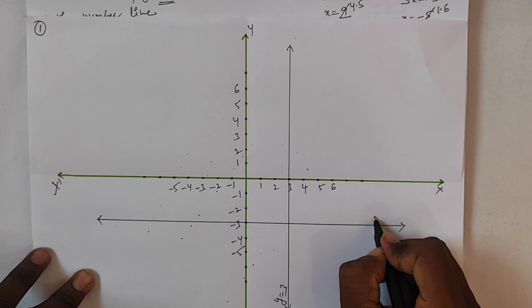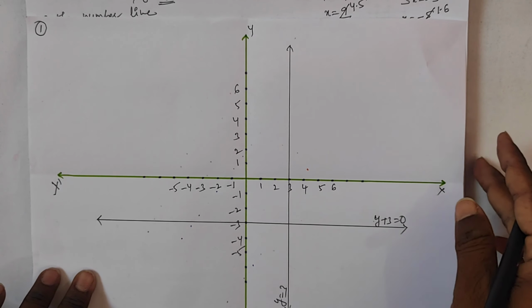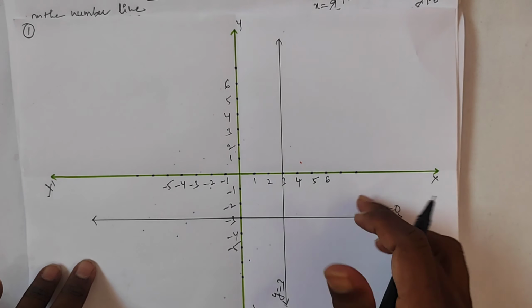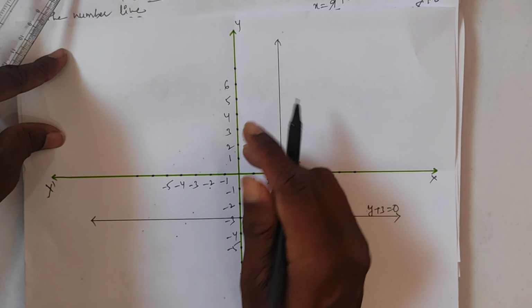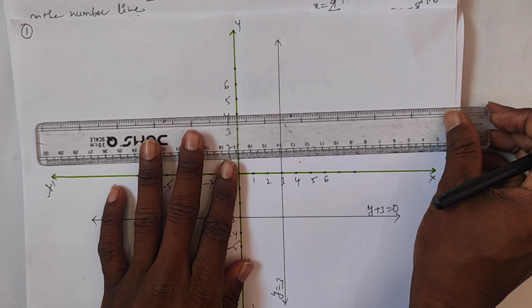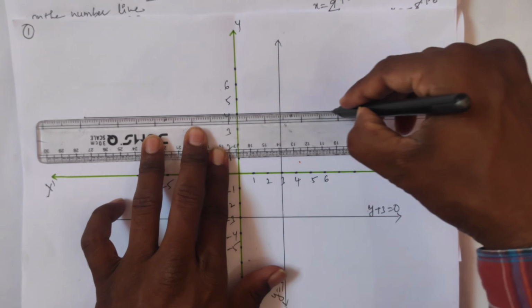This equation is y plus 3 equals 0. Clear? Next, third one, y equals 4. First, y equals 4, where? Here. Y equals 4 means it is parallel to the x-axis. Y equals 4 is parallel to the x-axis.